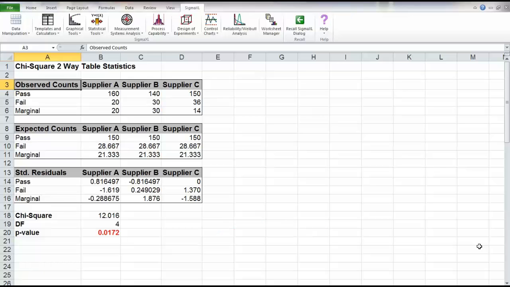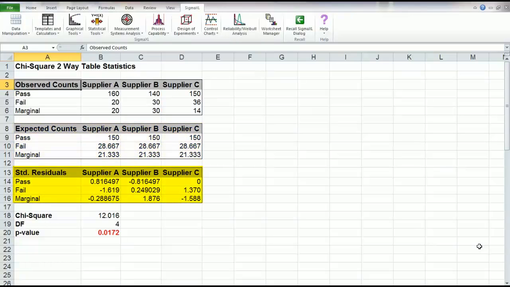Now we go back to the table and we're going to take a look at what this is trying to tell us. As before, the observed counts are really just a copy of the table that you provided to Sigma Excel. It's what actually happened in your sample. The expected counts are the numbers we would expect to see if all suppliers were performing exactly the same. You'll notice in this table that all the numbers for pass, fail, and marginal are exactly the same for each supplier. It was not that way in the demonstration because the sample sizes for each group in the demonstration were different. Here we have exactly 200 samples for each supplier, therefore those numbers are exactly the same.